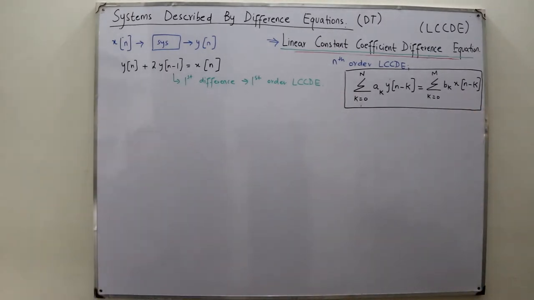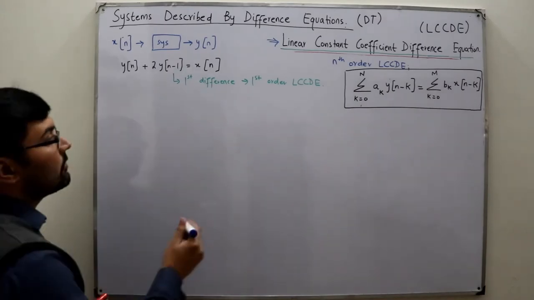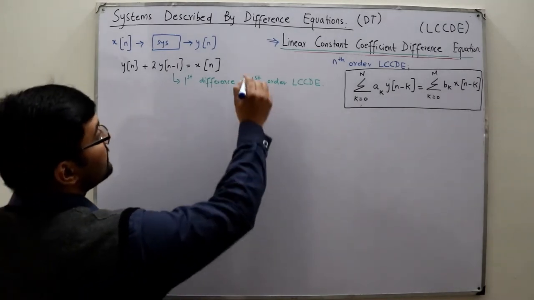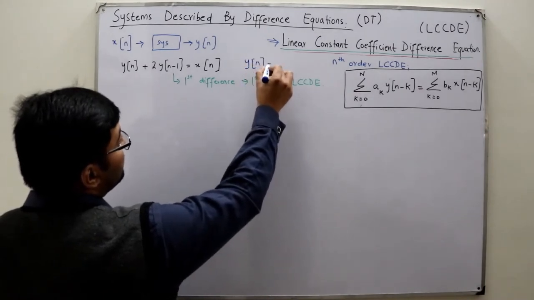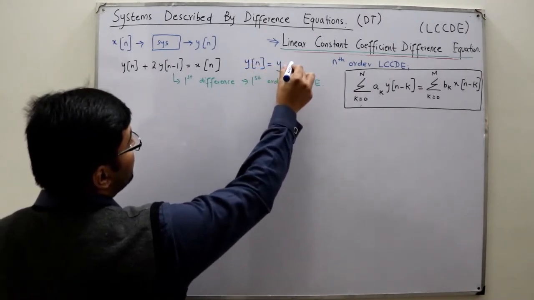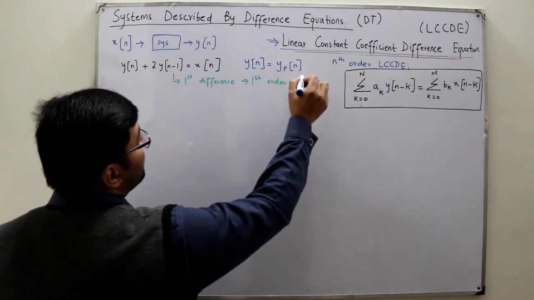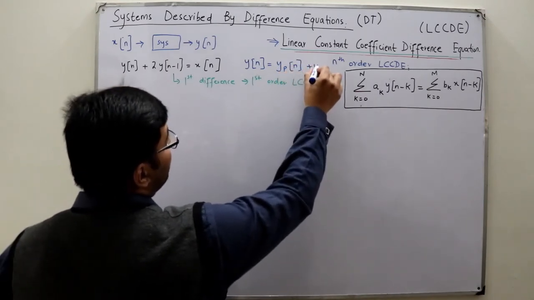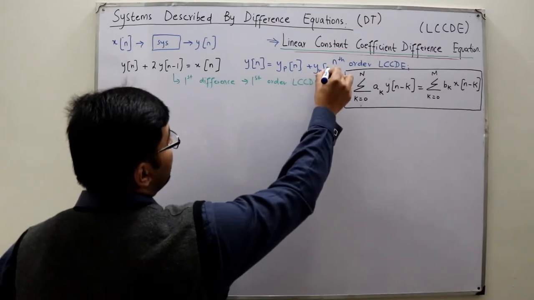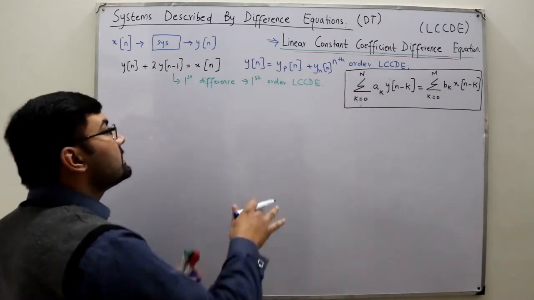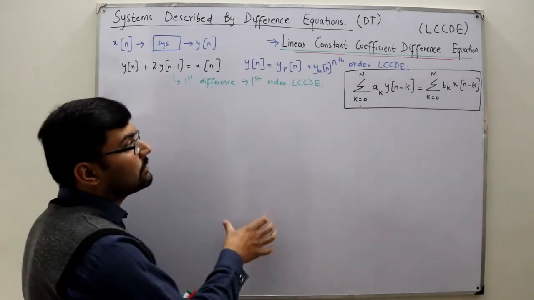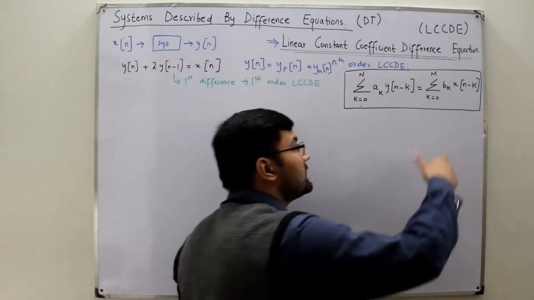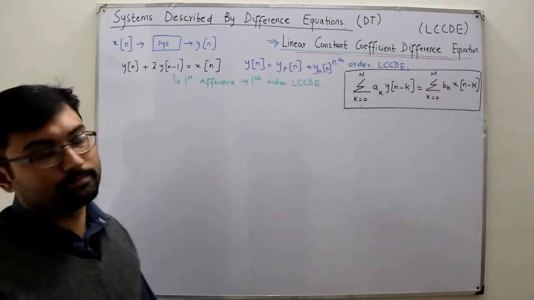Okay. Now what do you have? Again, the solution. If you want to find the solution of any equation, you have y of n. This would be the sum of the particular solution and the homogeneous solution. And you know the particular solution is for a particular input. The homogeneous solution is the solution to the equation when x of n is equal to 0.